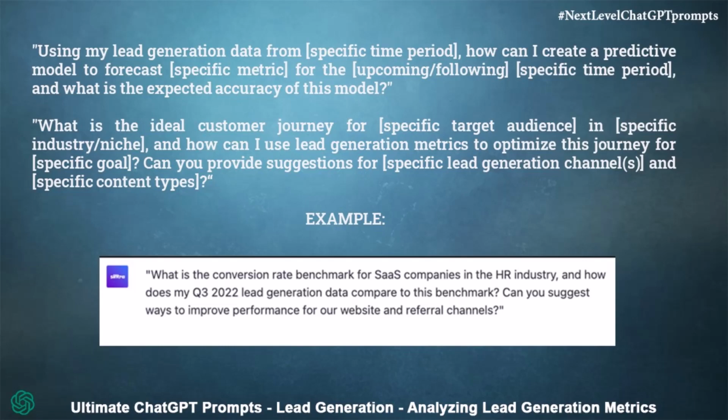Example: what is the conversion rate benchmark for SaaS companies in the HR industry, and how does my Q3 2022 lead generation data compare to this benchmark? Can you suggest ways to improve performance for our website and referral channels?